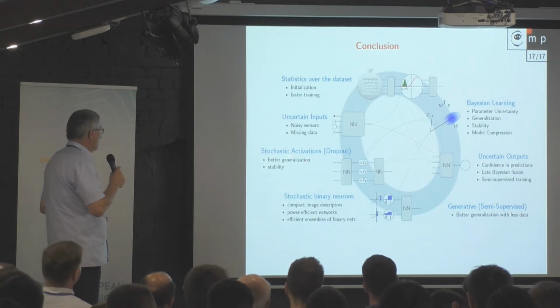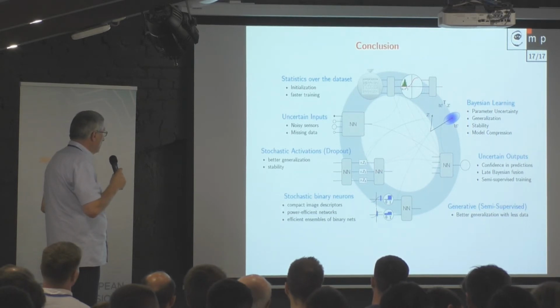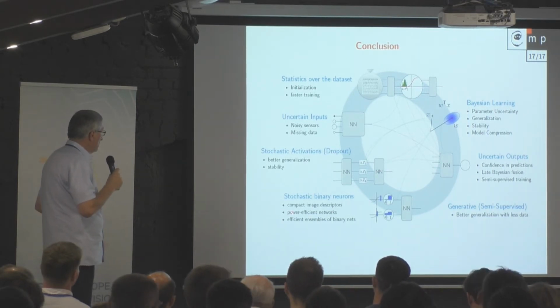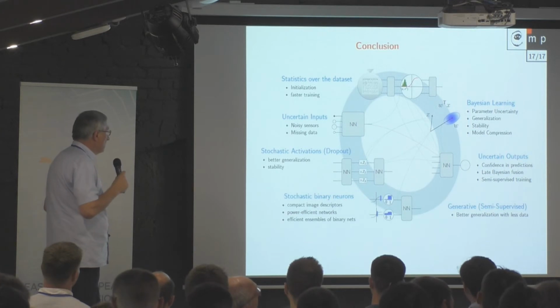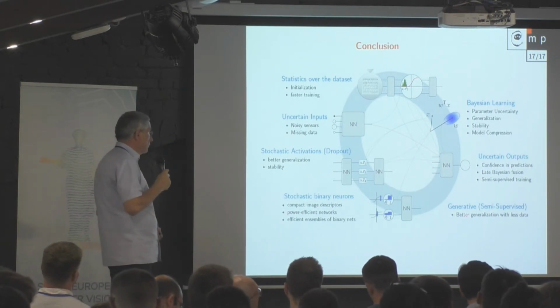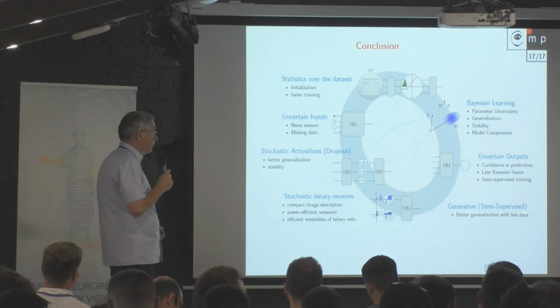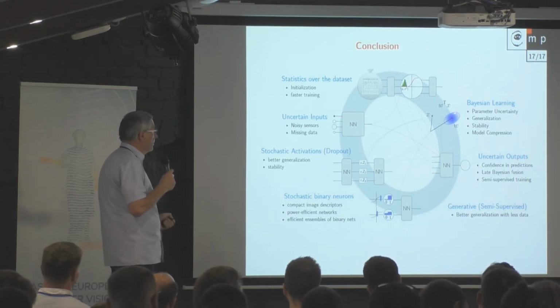it seems that stochastic activations like dropout give better generalization and better stability. This is still an open question, how to do it well, including the learning for stochastic binary neurons. And then, of course, we also want to go towards generative models, semi-supervised learning, and more towards Bayesian learning, Bayesian inference.